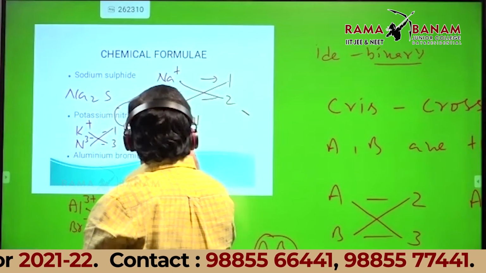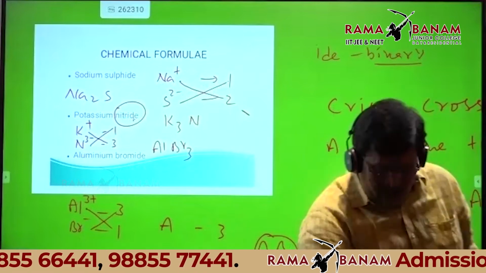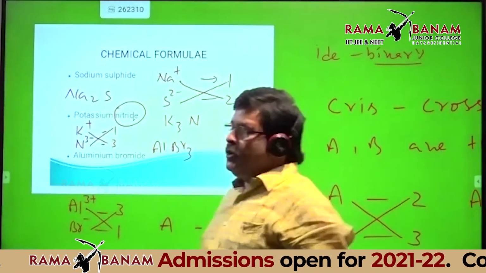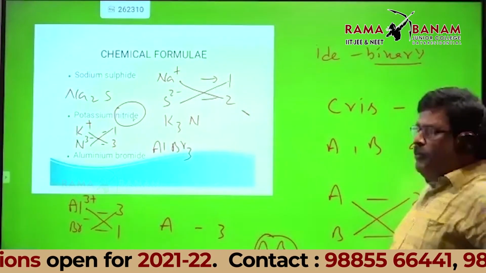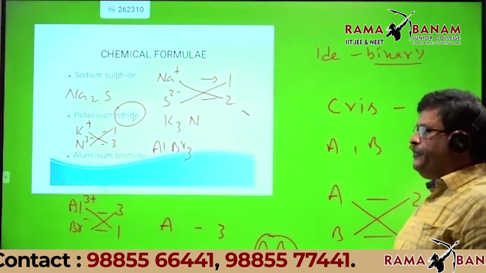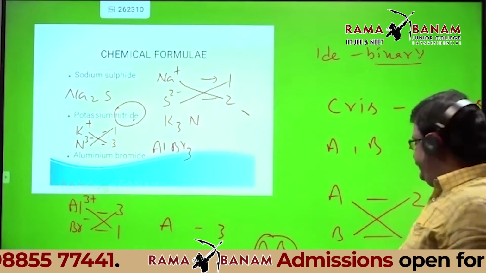Al, Br3. So these three are the formulas: one is sodium sulfide, second one is potassium nitride, and third one is aluminum bromide. Any doubt in this, students? No, sir. Can I go to the next board? Yes, sir.